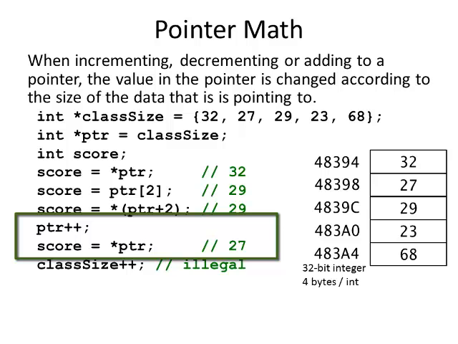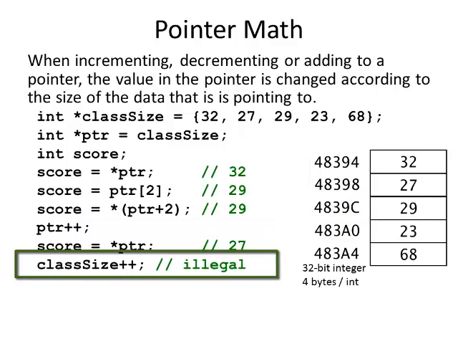Well, what happens if I increment PTR? If I increment PTR, now I'm moving PTR to point to the next element in the array. So if I say score equals star PTR, I get 27 because now PTR has the address of that element, 48398, so I get 27. How about if I say class size plus plus? Well, that's illegal because class size is not a variable, so I can't mess around with that pointer.